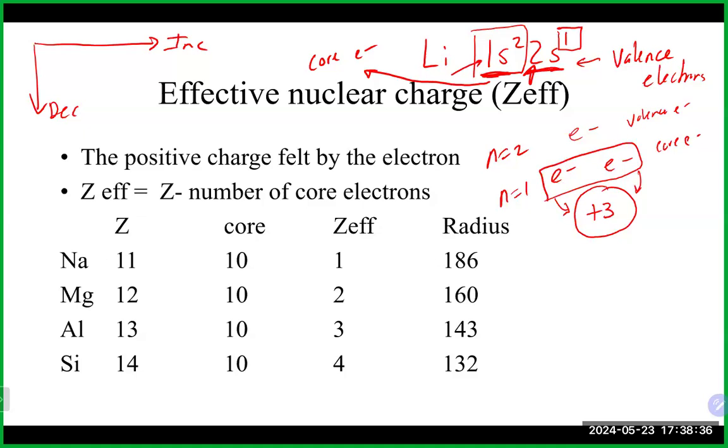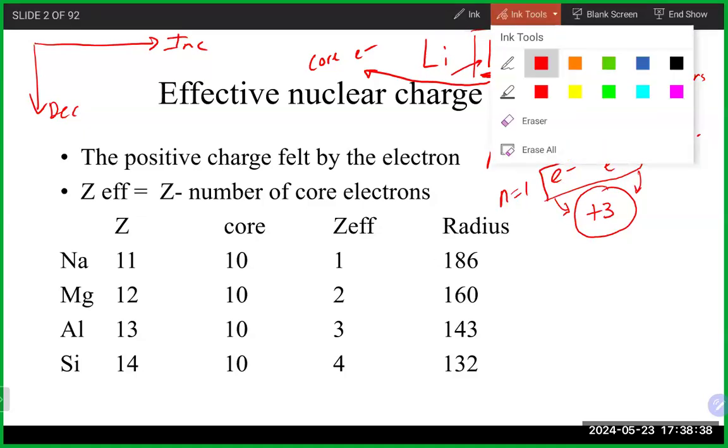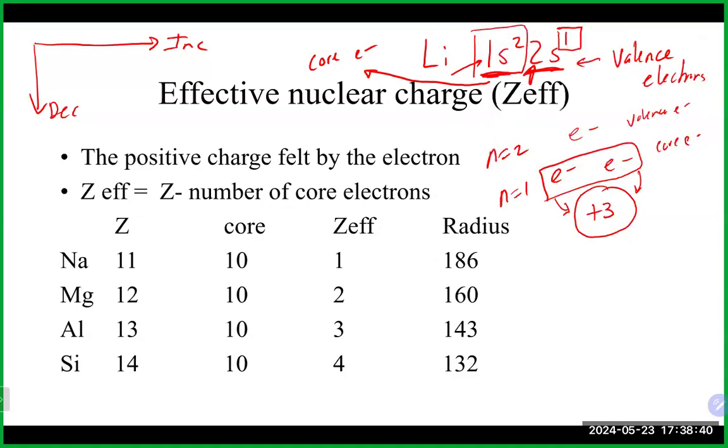Now, when we go to our valence electron out here, this little guy right there, this valence electron actually is not going to feel the full brunt of that +3 charge. And that's because it's going to experience what is sometimes referred to as shielding.